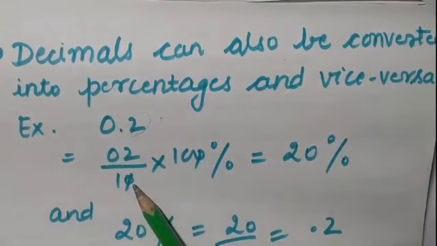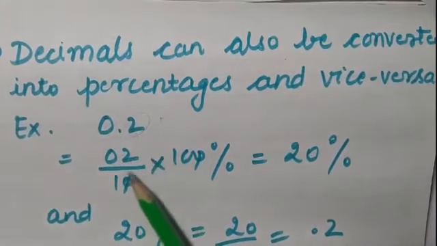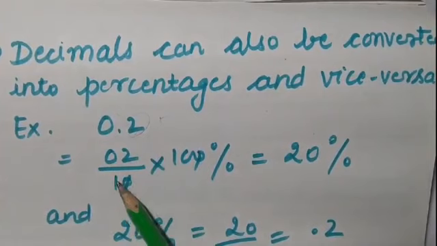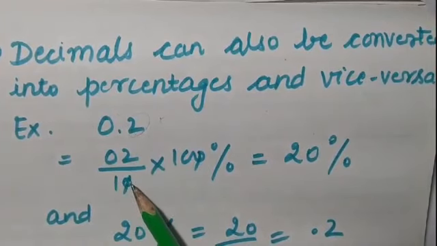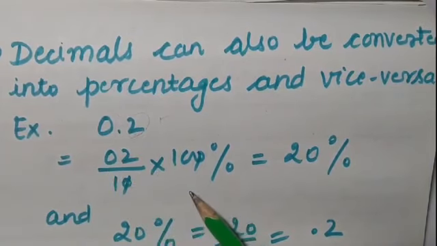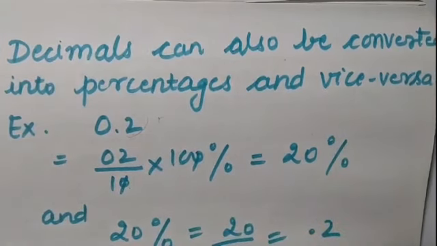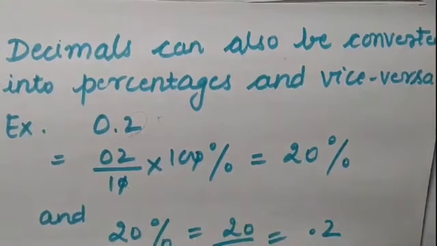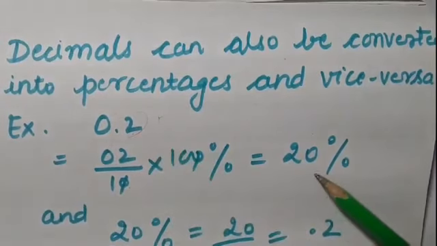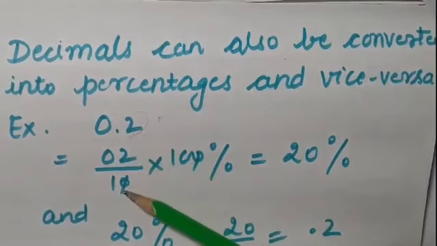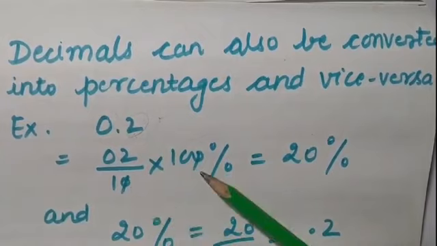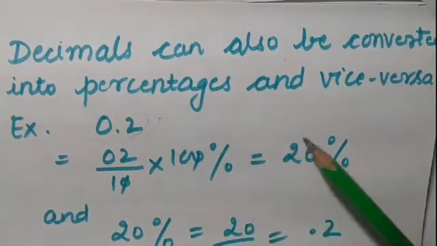Now 0.2 is the same as 2 by 10, and this 2 by 10 you have to convert into a percentage. For converting into a percentage, we have learned that the fraction must be multiplied with 100%. So I have multiplied it with 100%, and the result is 20%. This is how you can convert a decimal into a percentage. First you have to remove the decimal and then you have to multiply it with 100%.